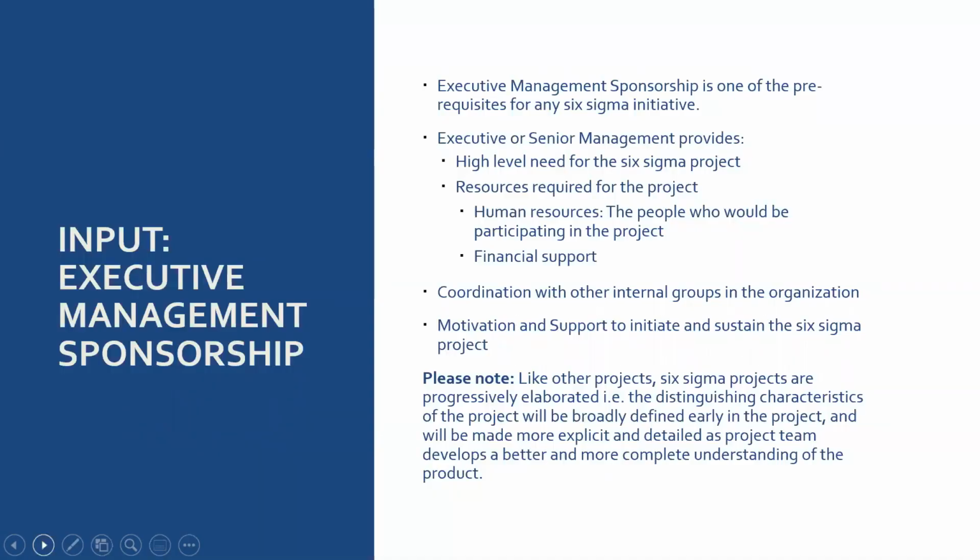The second input for the define phase is the executive management sponsorship. We need to have sponsorship from management in order to be able to achieve the goals. The executive or senior management will provide high-level needs. That will be coming from the top. They will give us all the resources, the money, the human force that we need. They will give us the financial support.